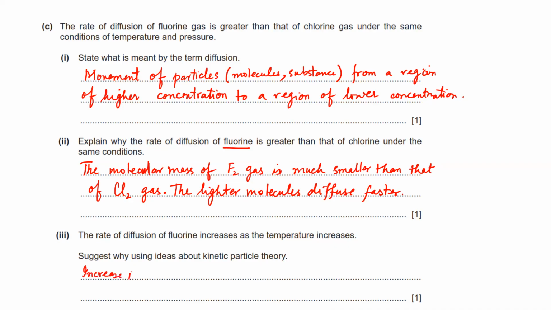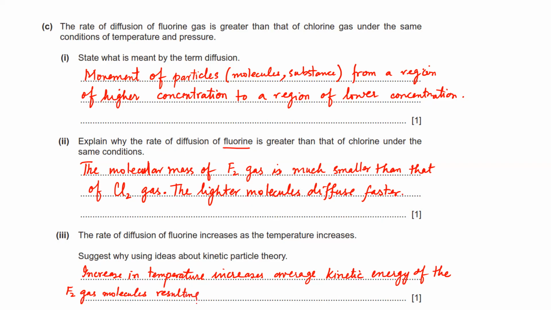So: increase in temperature increases average kinetic energy of the fluorine F2 gas molecules, resulting in more collisions, thereby increasing the rate of diffusion. Okay, so this is how you will answer this question.